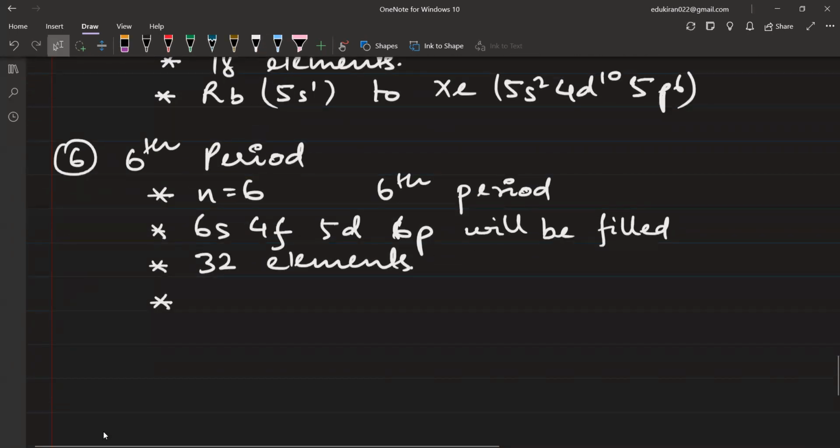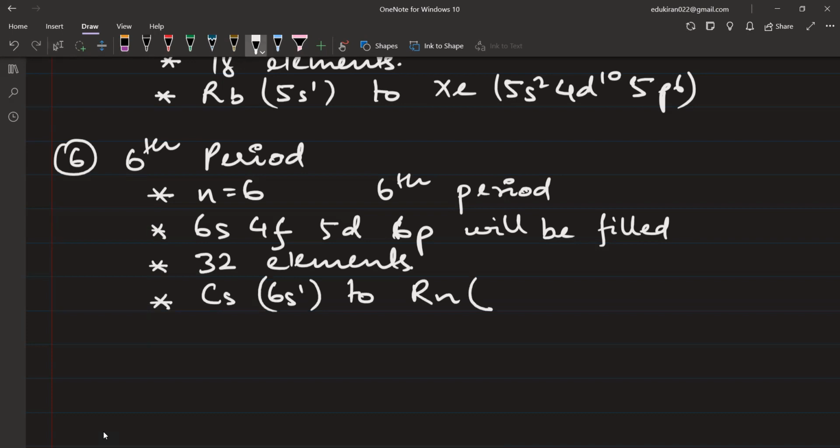And the last thing, what are the elements? They start from cesium, which is 6s1, to radon, right? Radon is 6s2, 4f14, 5d10, and 6p6. This is the outermost electronic configuration for radon.